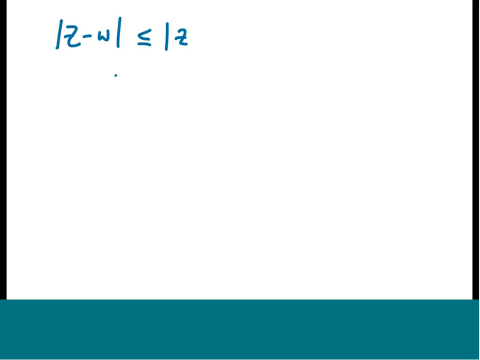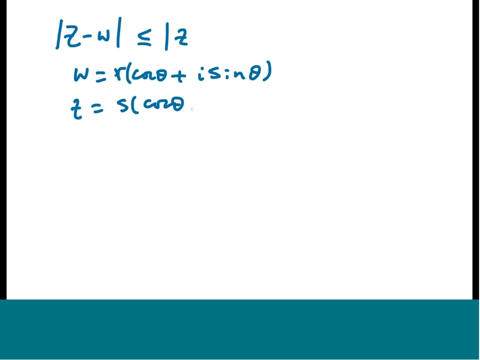Anyway, so write W as R cosine theta plus I sine theta. Then we have Z equal R, S, then cosine beta. I think I call this one beta. Also, I call this one alpha.